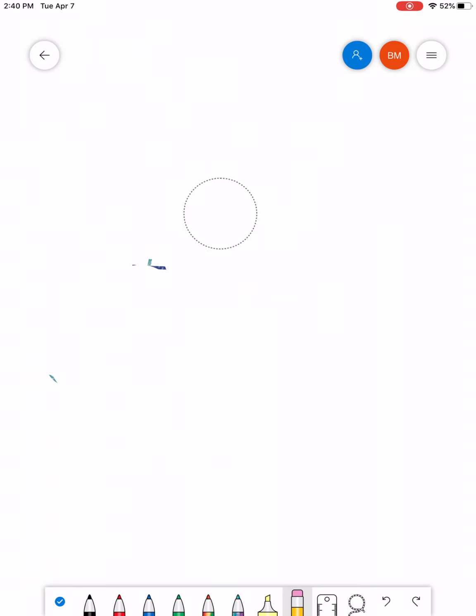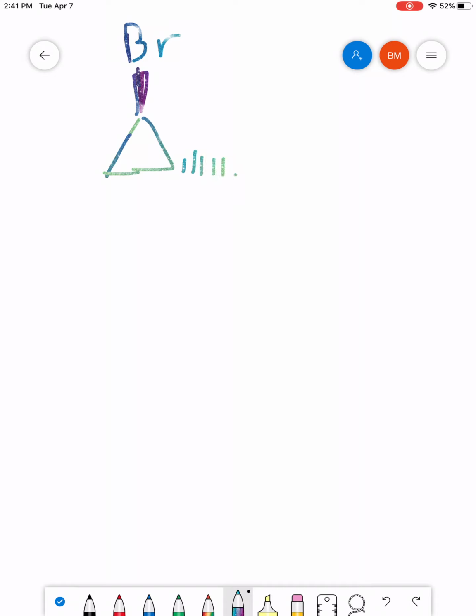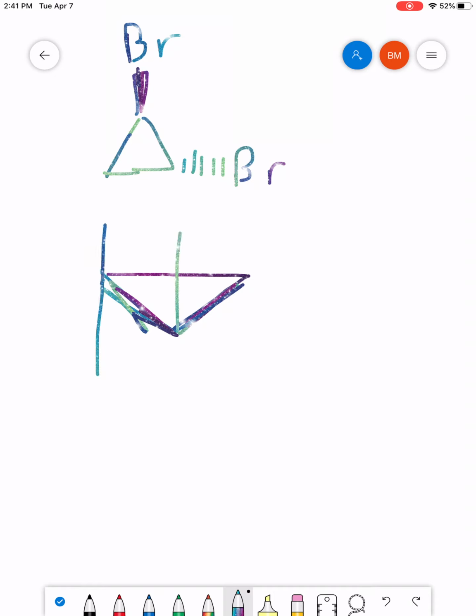All right, let's try one more. Let's do this with a trans. So this is basically the same thing, except we have Br's located trans to each other instead of cis. All right, so again, Br's on consecutive carbons, but this time they're on opposite sides of the ring, and everything else is filled in.